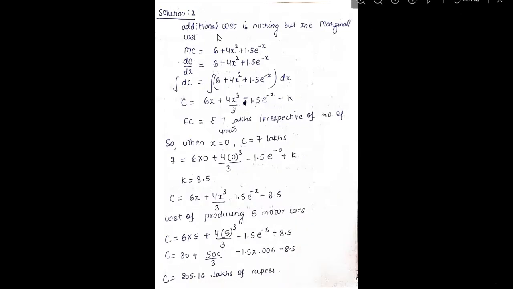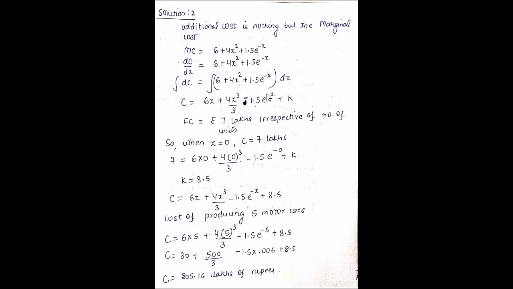Now another problem, additional cost was given as the marginal cost was what? 6 plus 4x square plus 1.5 e to the power minus x. So marginal cost means dc/dx equals 6 plus 4x square plus 1.5 e to the power minus x. So taking integration on both sides, we get this one.